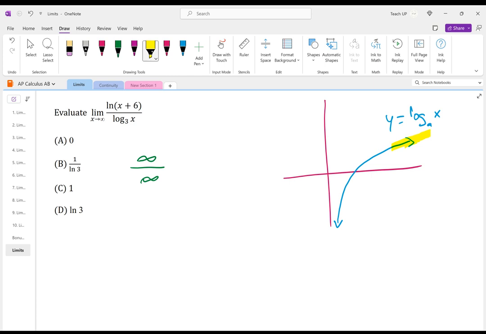You may be wondering, well, what about this plus 6 that we have in the argument in the numerator? Well, that 6 doesn't really change anything as we're getting closer to infinity. Adding a constant is really not going to do anything to positive infinity, so we can just completely ignore that. So then we have this infinity over infinity indeterminate form.